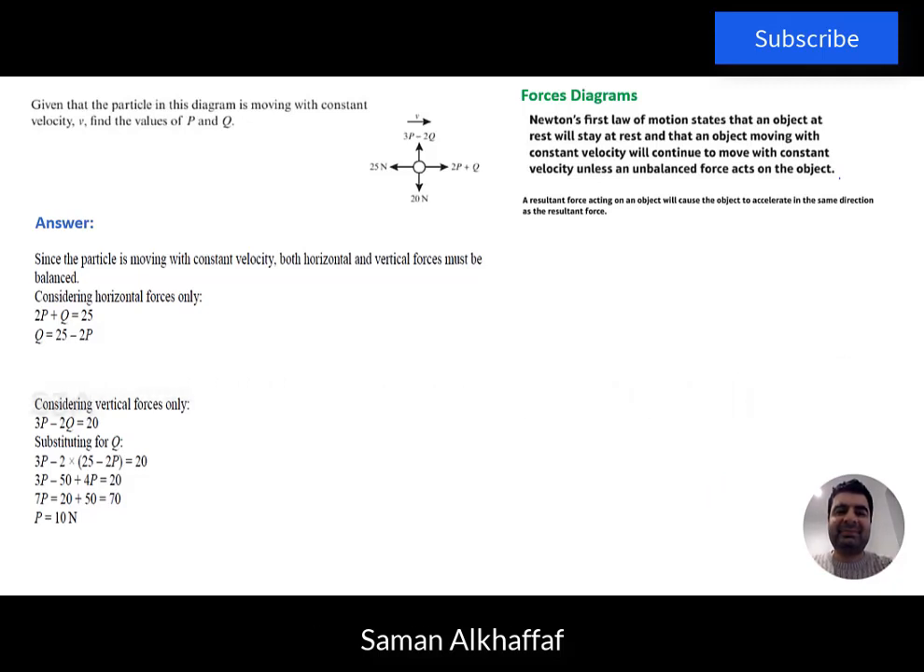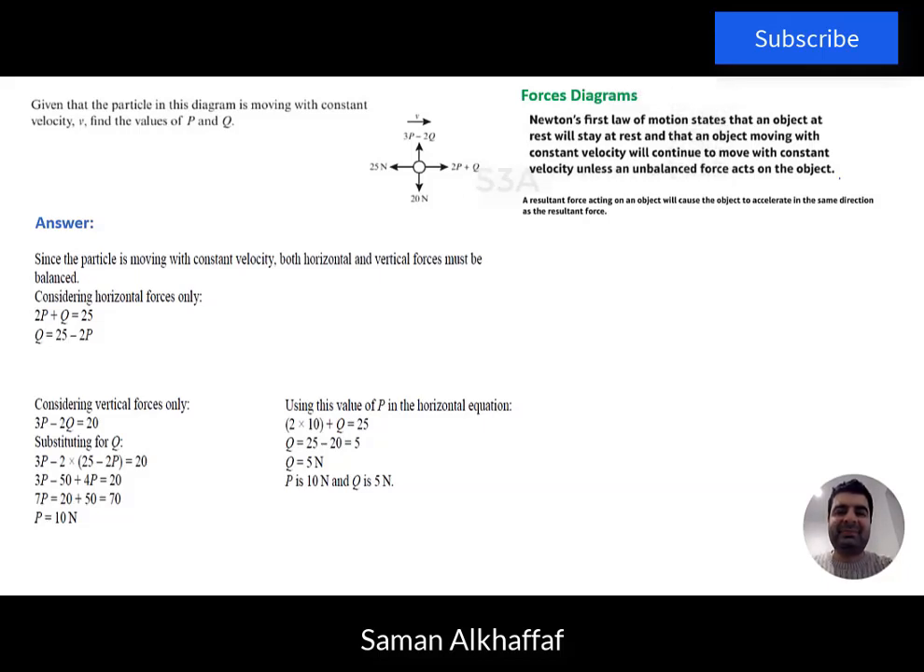And then we divide, P will be 70 divided by 7, so that will give us P being equivalent to 10 newtons. And now we can sub the 10 newtons into the original horizontal Q equation, which will give us in this scenario 25 take away 2 multiplied by 10, so that will be 25 take away 20. That will give us the value of Q being equivalent to 5 newtons. So P is 10 newtons, and the value of Q is 5 newtons, and this will be our answer for this question.